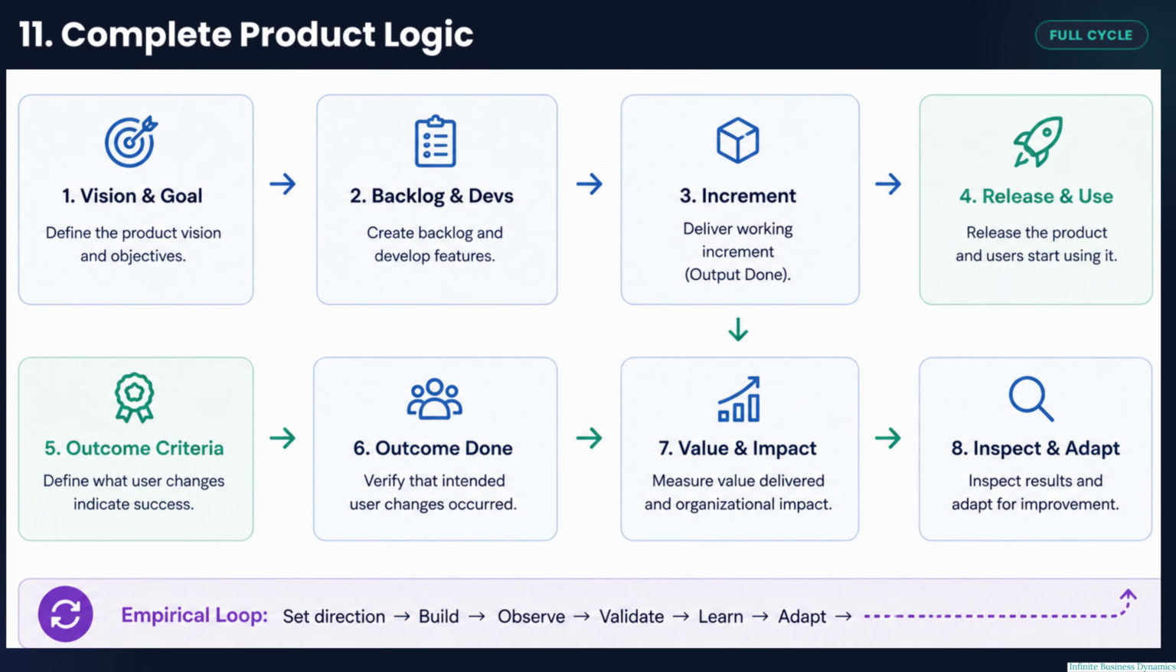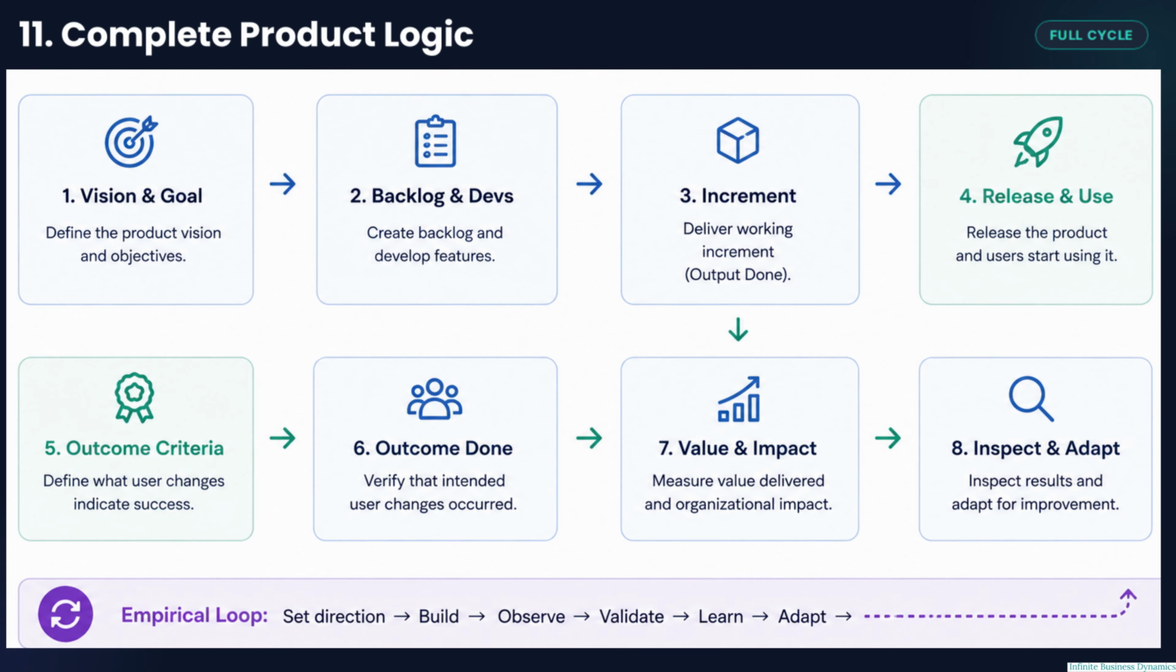Outcome done provides evidence that the intended change has occurred. From there, we can assess the resulting value and impact. Finally, inspection and adaptation bring what we have learned back into the system, allowing the product direction and subsequent work to evolve. This is the expanded empirical loop: set direction, build, observe, validate, learn, and adapt.